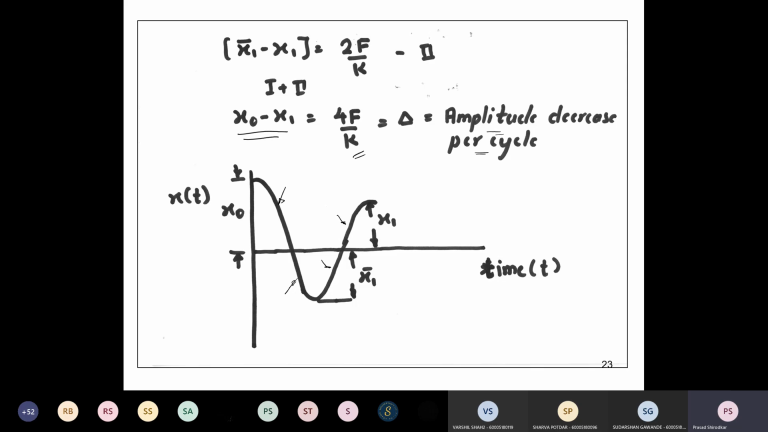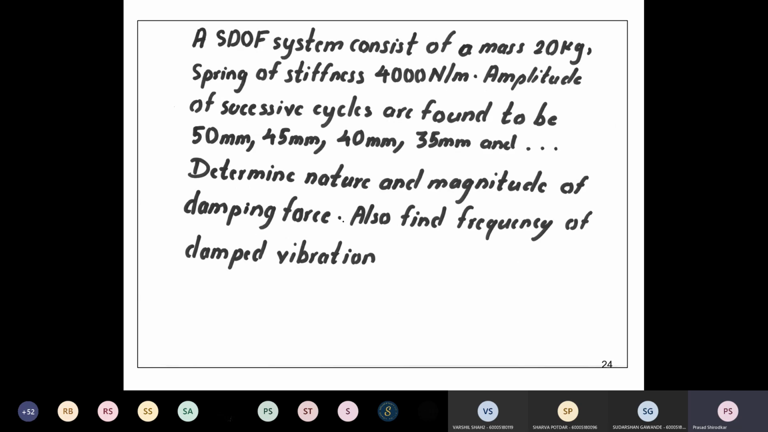All right, we'll do some numericals on this. I hope everybody has the question sheet with them. I will just read the question. A single degree of freedom system consists of a mass of 20 kg, a spring of stiffness 4000 Newton per meter, and the amplitudes of successive cycles are found to be 50, 45, 40, and 35, and so on. Determine the nature and magnitude of the damping force. Also find the frequency of damped vibration. We solve this question.